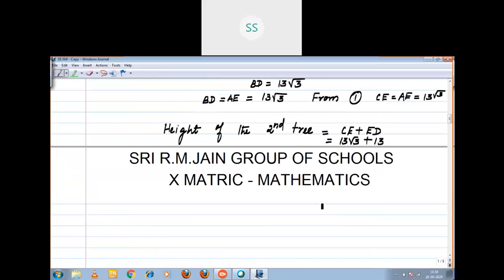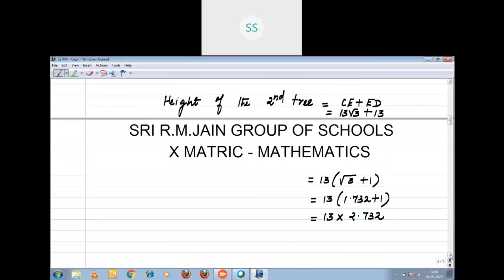All the values we got, you have to substitute now, which is equal to 13 into root 3 plus 1. Root 3 value is given as 1.732, plus 1, which is equal to 13 into 2.732. Then you have to multiply and see, 2.732 into 13.